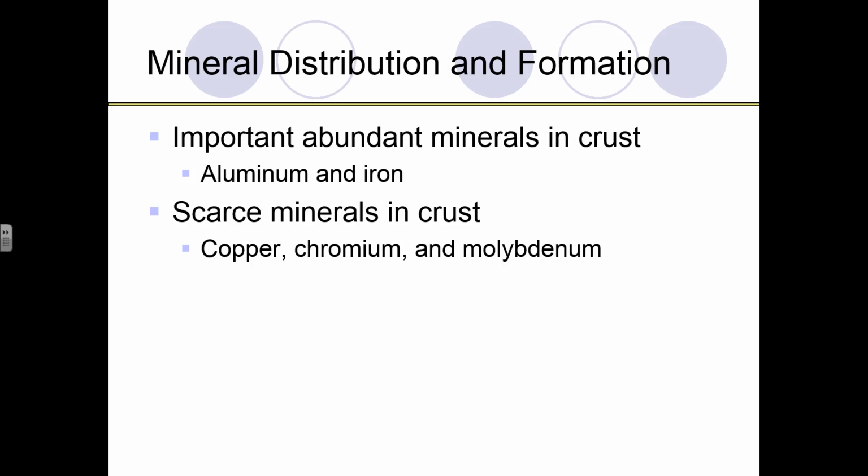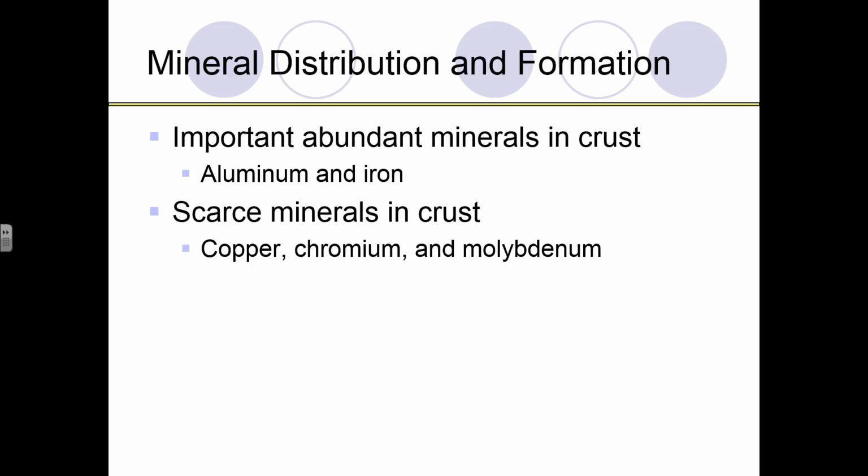Some scarce minerals, so these minerals cost more money. Copper, chromium, and molybdenum. So we have less of these minerals. Copper wiring, just to give you an example, in housing is pretty expensive. So there have been some major copper thieves in the past. It's on the news if you ever listen or pay attention.